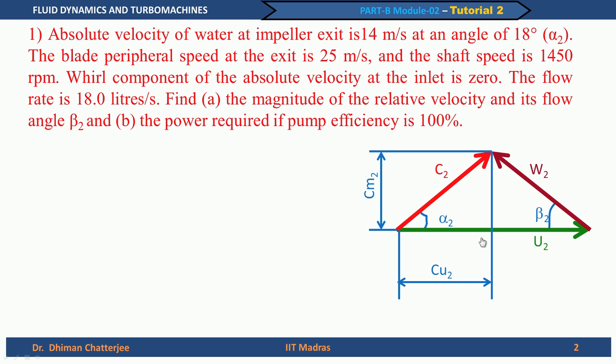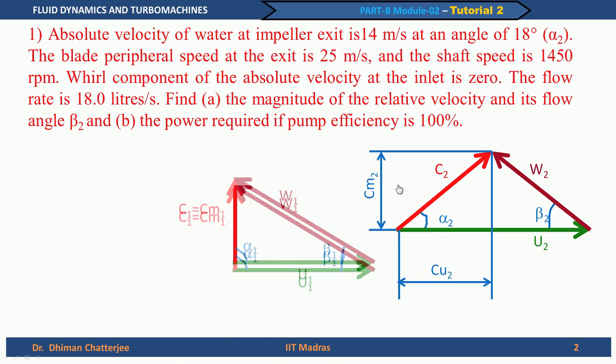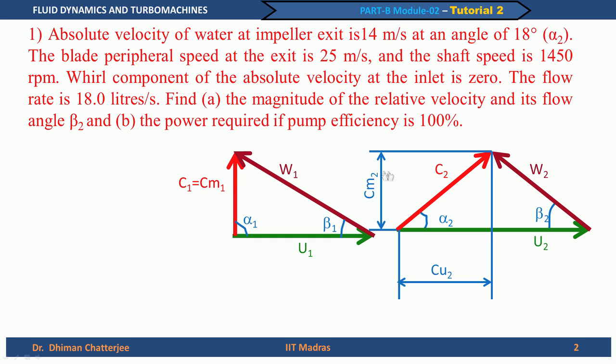So, this is the exit velocity triangle, in which C2 is the absolute velocity, W2 is the relative velocity and U2 is the blade peripheral velocity, all at the pressure side or the exit. Alpha 2 and beta 2 are the corresponding angles, Cu2 is the whirl component and Cm2 is the meridional component. And at the inlet, since it is given that the whirl component of the absolute velocity is 0, we can write C1 equal to Cm1 and the corresponding other velocities are U1 and W1.